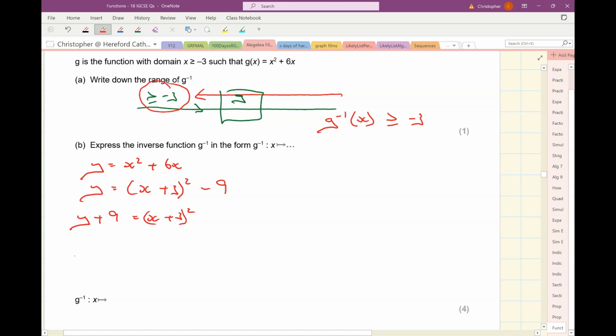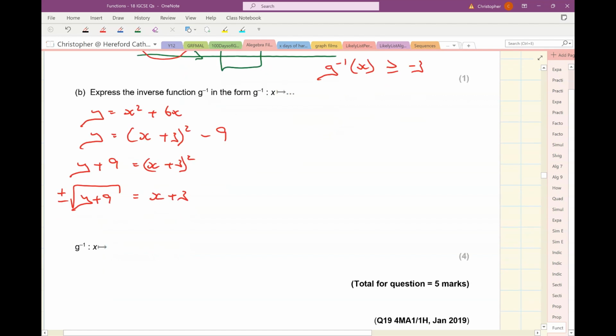Square root both sides. Remember, 2 answers to a square root. Now subtract 3 from both sides. So I've got x plus 3 equals plus or minus the square root of y plus 9, and I'm going to subtract 3, so I'll just have x on the left, and on the right I'll have minus 3, and then plus or minus my square root. I've just written that minus 3 at the beginning of the expression again.